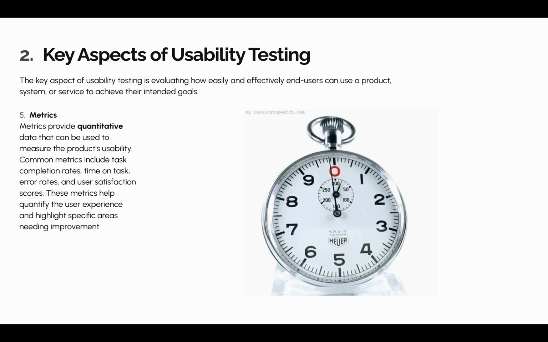And lastly, we have metrics. These provide the quantitative data that helps you measure the product's usability or performance. Common metrics could include task completion rates, how long it took them to complete a task, the error rates, and user satisfaction scores, right? For example, you might find that a user is taking too long to complete a certain task, or they're making a lot of frequent errors in that particular area. So these metrics help you quantify the user's experience and then pinpoint specific areas that need improvement.